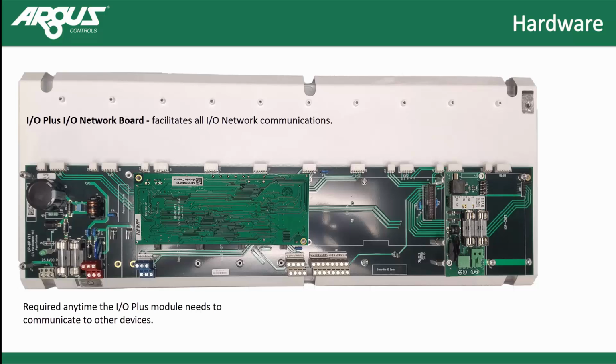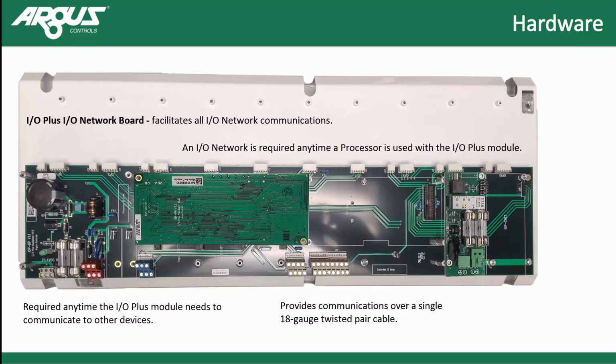It's required anytime the I/O Plus module needs to communicate to other I/O devices. An I/O network is required anytime a processor is used with the I/O Plus. The I/O network provides communication over a single 18-gauge twisted pair cable. It can also be expanded through the addition of optional repeaters to create multiple network segments.